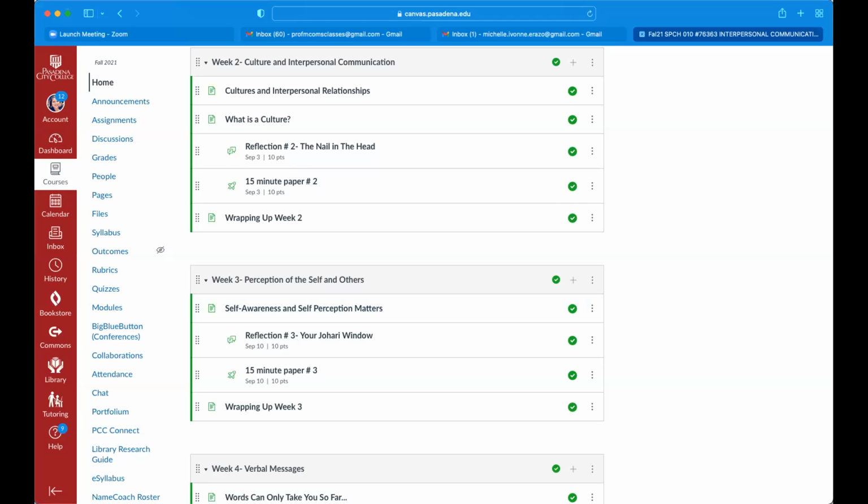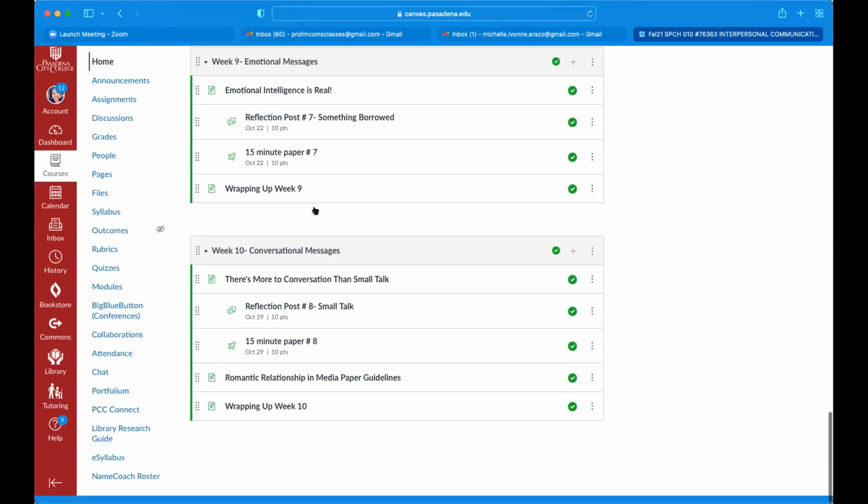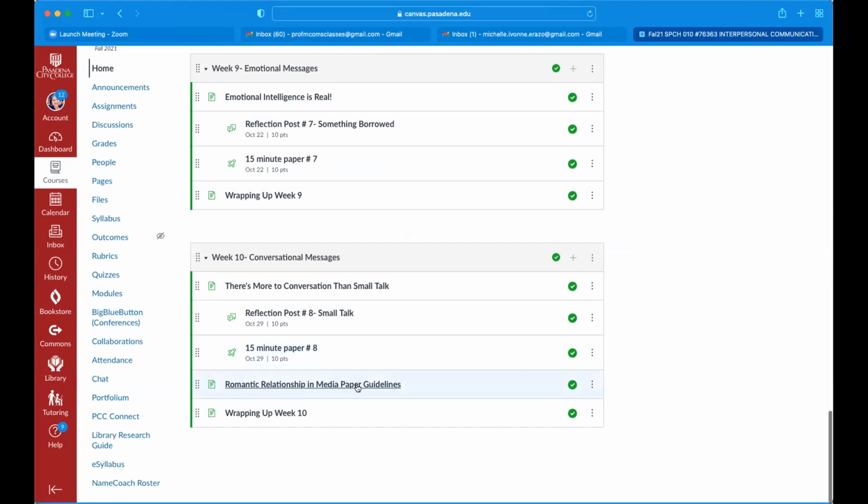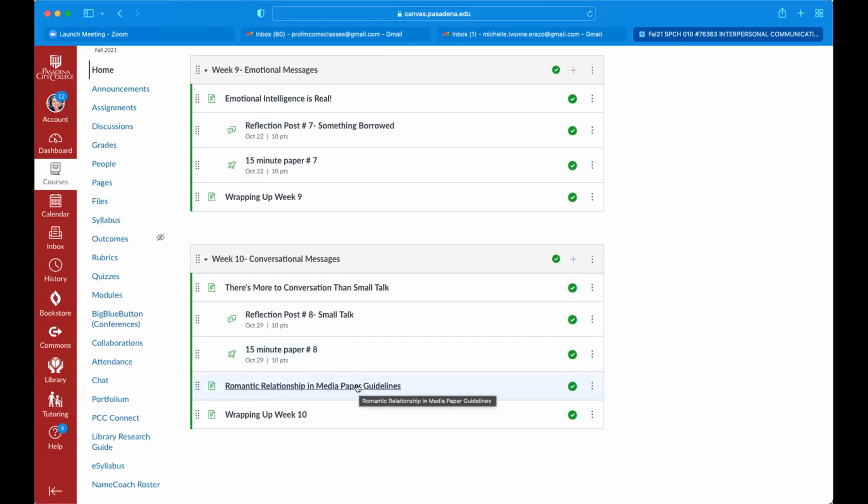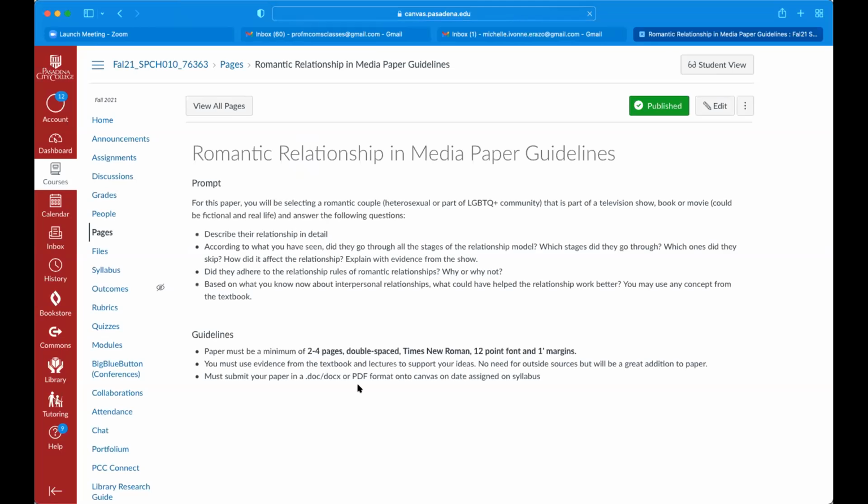Okay, so this is our Canvas page, and this is where we can find our paper. So scroll down to the end to this week, which is called the Romantic Relationship in the Media paper. And for this paper, we are actually going to be taking either a fictional character or a reality character, like from a reality show, and we're going to be analyzing their relationship. So let's quickly take a look at the guidelines.